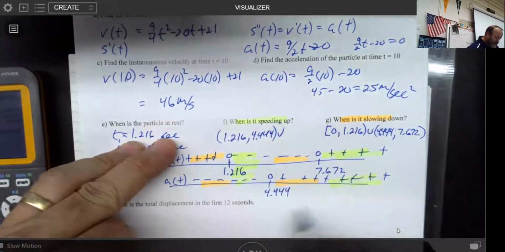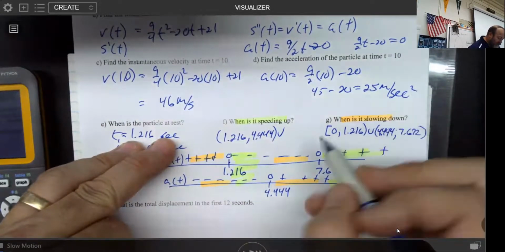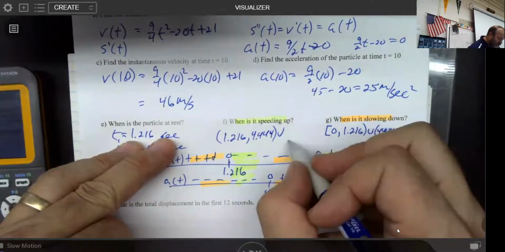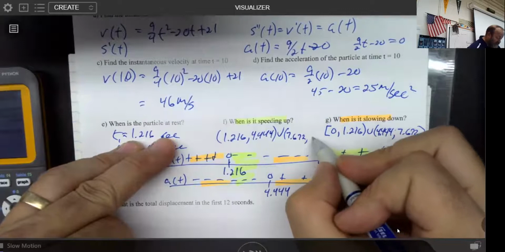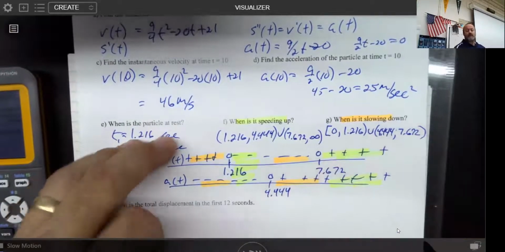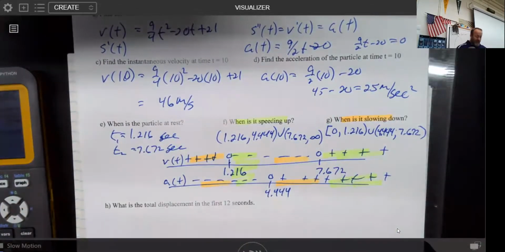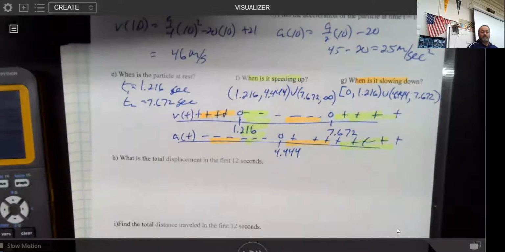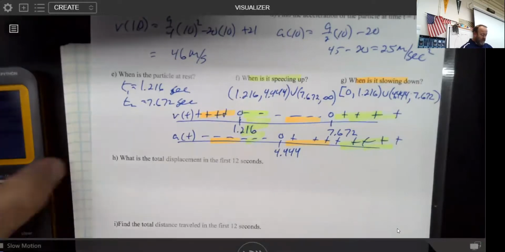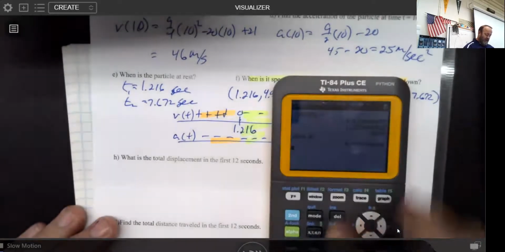And it also sped up from, let's see, 7.672, actually until infinity, because this particular problem never told me to stop anywhere. Now, the last two problems aren't going to be too bad, but we need to find the total displacement of this thing. So what we're going to do is find what happened.